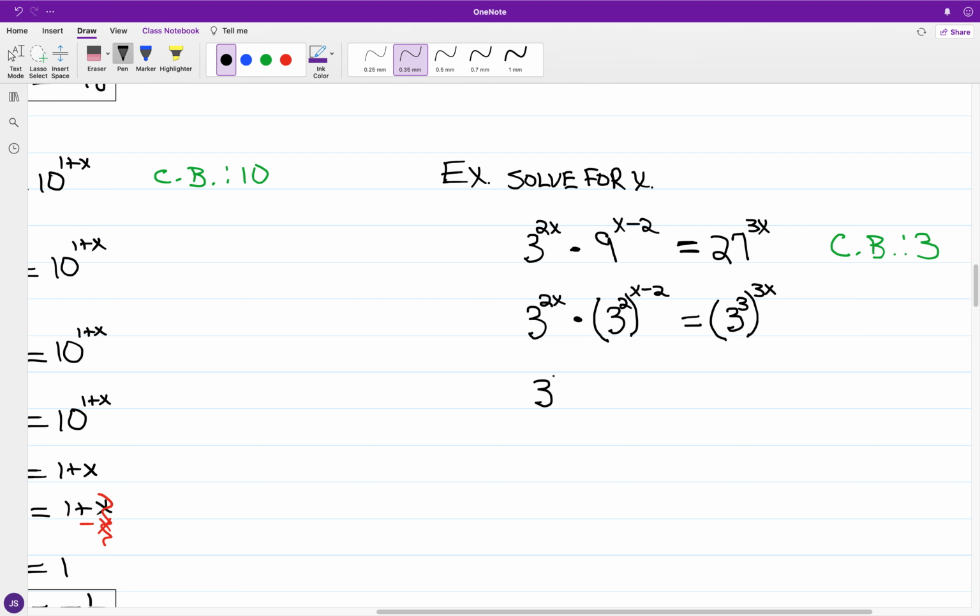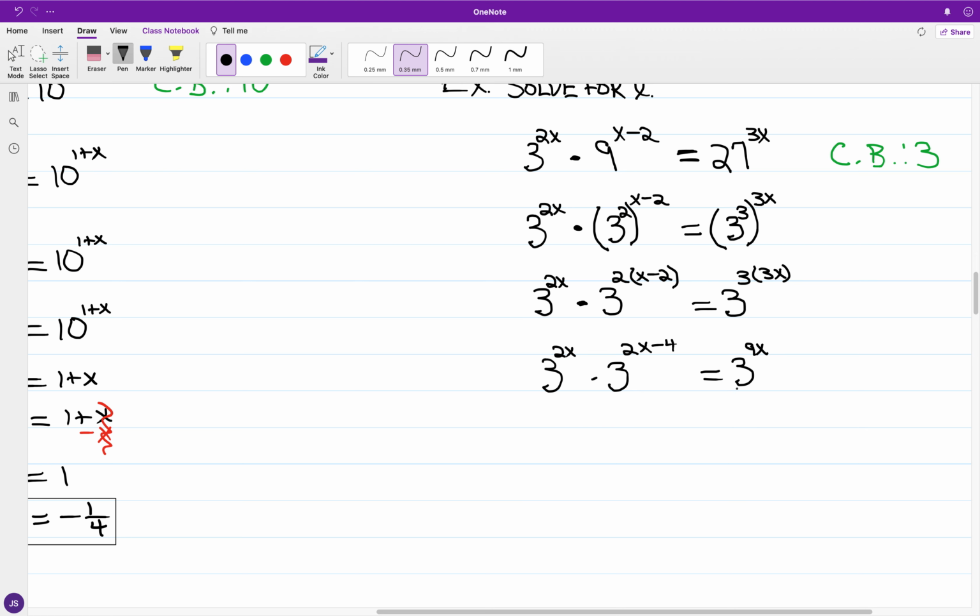Taking what we have here for the base 3 terms, we have 3^(2x). For 9^(x-2), that's going to be, for right now, 3 to the 2 times all of x minus 2, and we have that equal to 3 to the 3 times 3x. So now we have 3^(2x) times 3^(2x-4) equal to 3 raised to the 9x. I have all of these terms now in base 3.